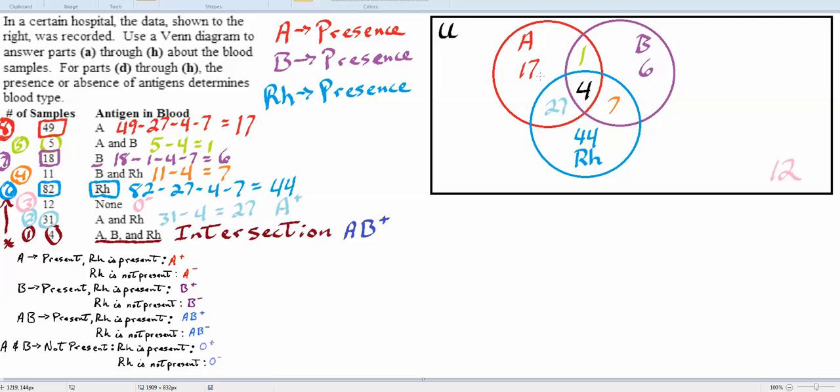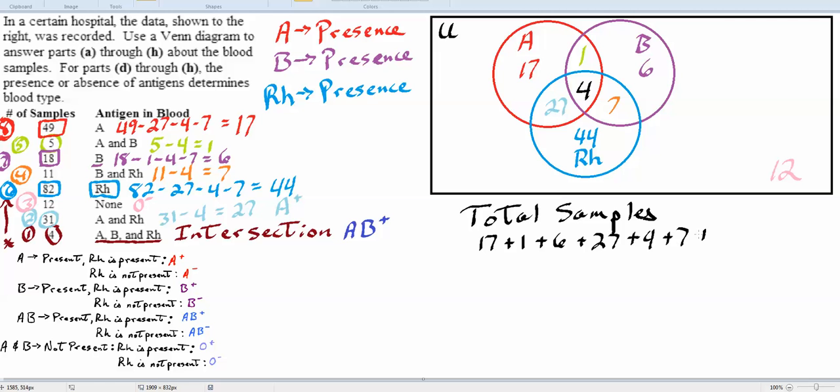Now, if we add all these values up, all 8 of these, we will determine how many samples were taken, and we can determine exactly how many people had certain blood types. So the total number of samples will simply be equal to 17 plus 1 plus 6 plus 27 plus 4 plus 7 plus 44 plus 12, and that will be equal to 118.